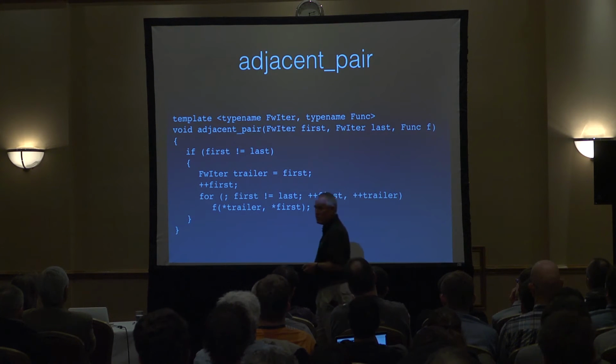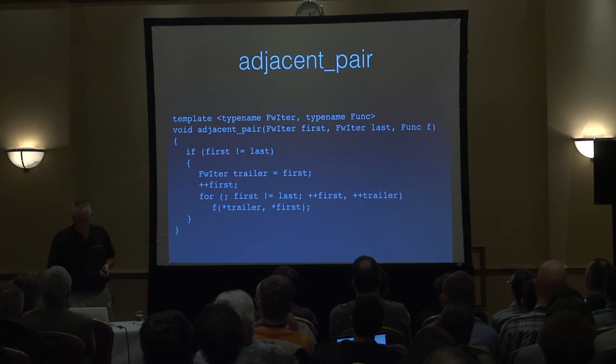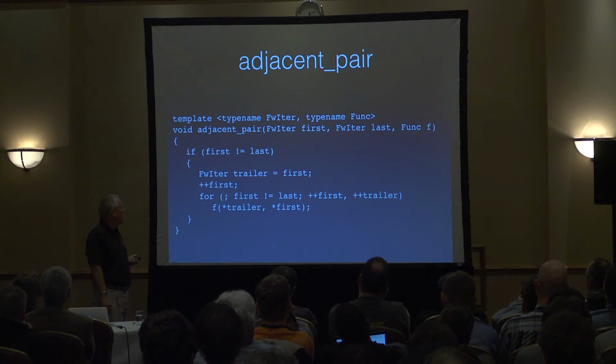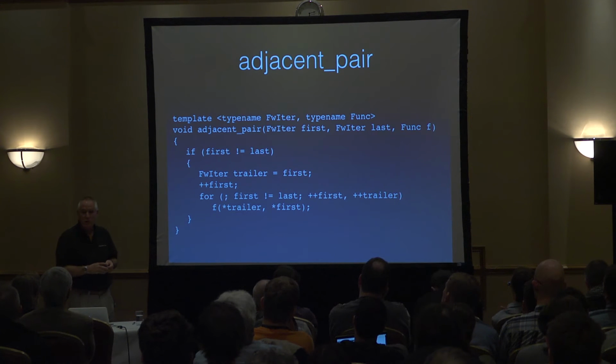And you stick it in a library, and then you just call it in your code. You say adjacent pair, or for each adjacent pair if you like that name better. And use it. And again, you get the benefits like I showed with the sort slide earlier. You get simpler code, easier to review, easier to understand.